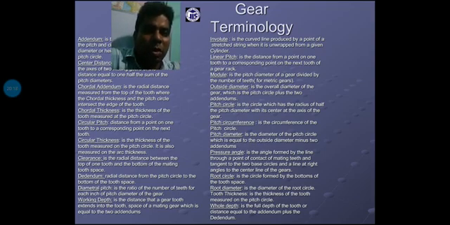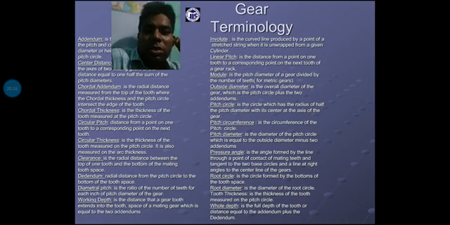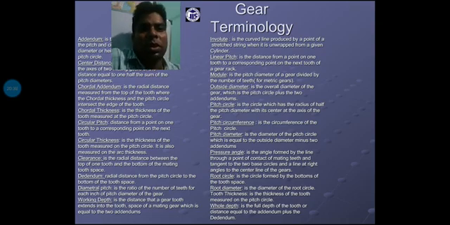Outside diameter. It is also known as the overall diameter of the gear, which is the pitch circle plus the two addendums. That is also a point that can be considered as the total diameter of the gear. So that is called the outside diameter.